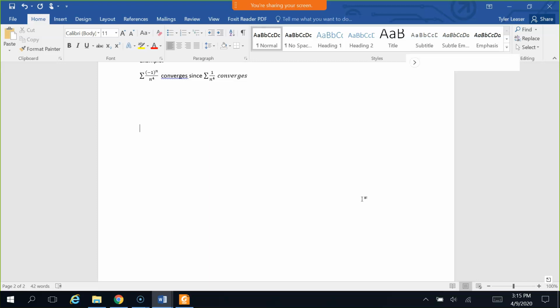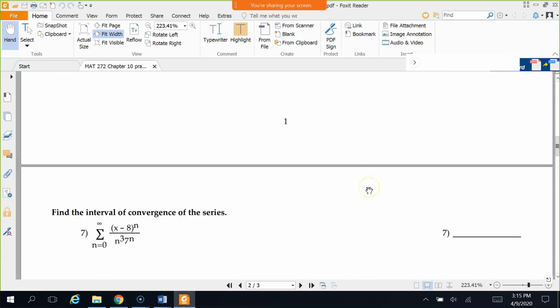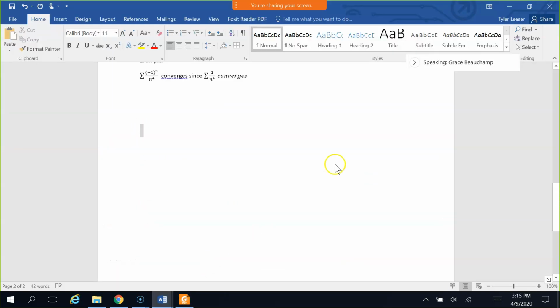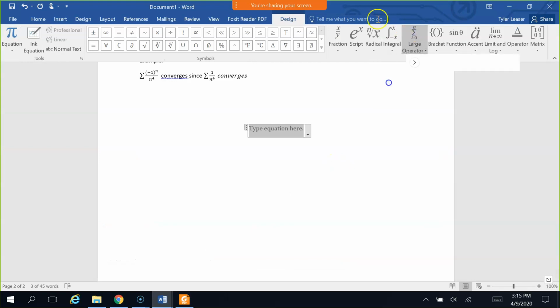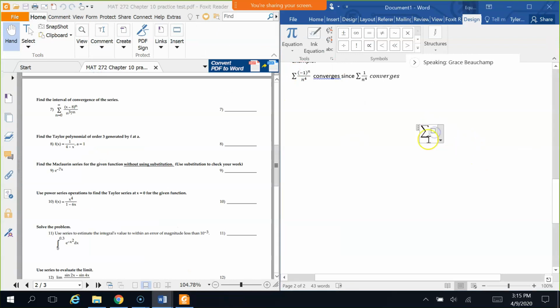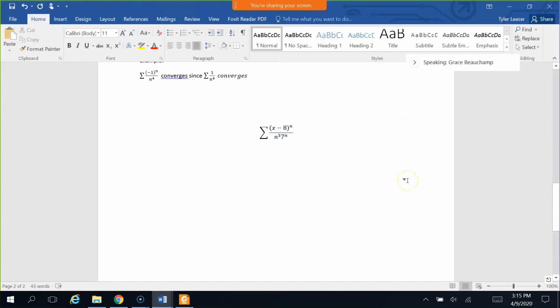Thank you. You're welcome. You want to go through an example of that? Sure, go for it. This one looks big, but we can do this one. So let's copy it down here. It was x minus 8 to the n, all divided by n cubed times 7 to the n. Okay, great. And the question is just asking us to find the interval of convergence.